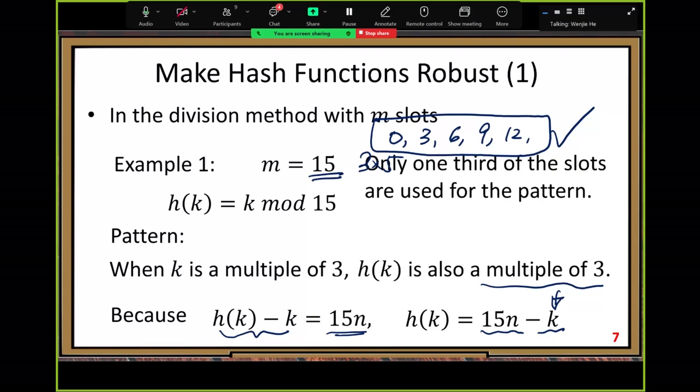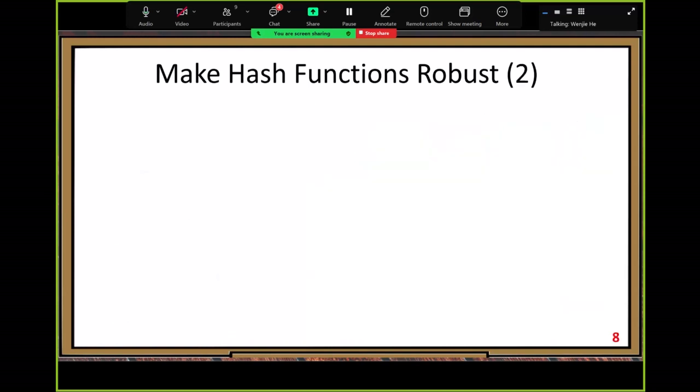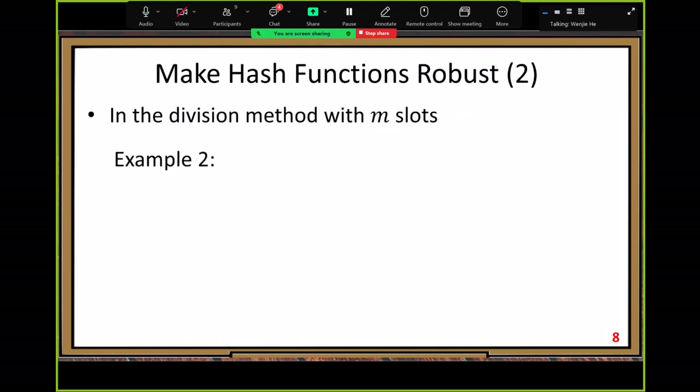So it's not robust for this special pattern. So you need to fix this problem. All right, so how to make it robust?